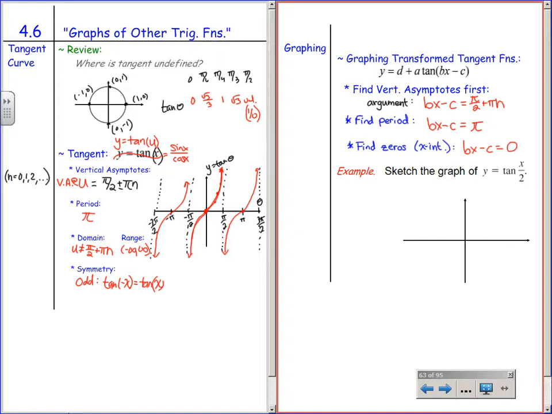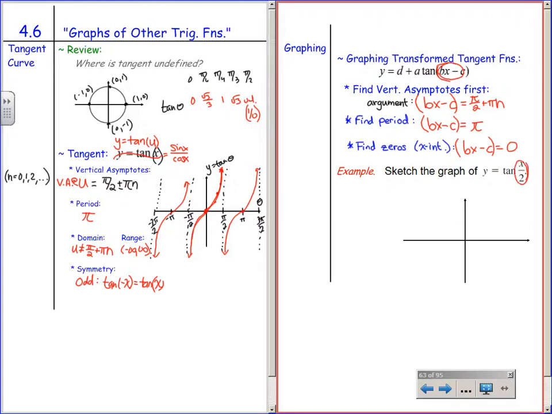So check out this guy. If I was trying to find my vertical asymptotes for this, I would go ahead and take what's going on up here is you're taking whoever is inside the tangent, and you're setting equal to pi over 2. Taking whoever's inside the tangent. So who's inside the tangent for this guy?